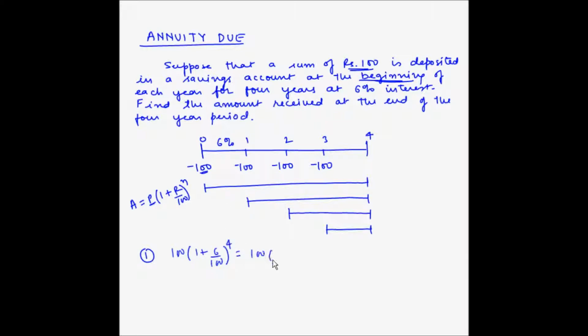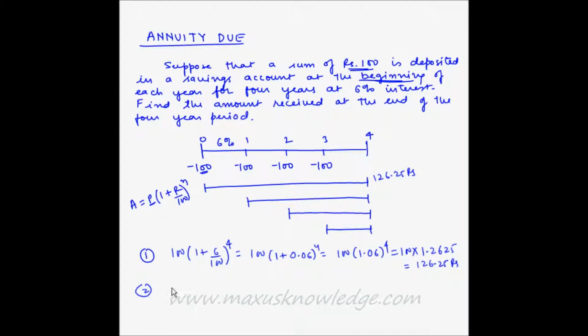So this is 100 into 1 plus 0.06 to the power 4, which is equal to 100 into 1.06 to the power 4, and this is equal to 100 into 1.2625. So this is equal to 126.25 rupees. So this amount of 100 rupees will become 126.25 rupees at the end of 4 years. Now let's move to the second installment of 100 rupees.